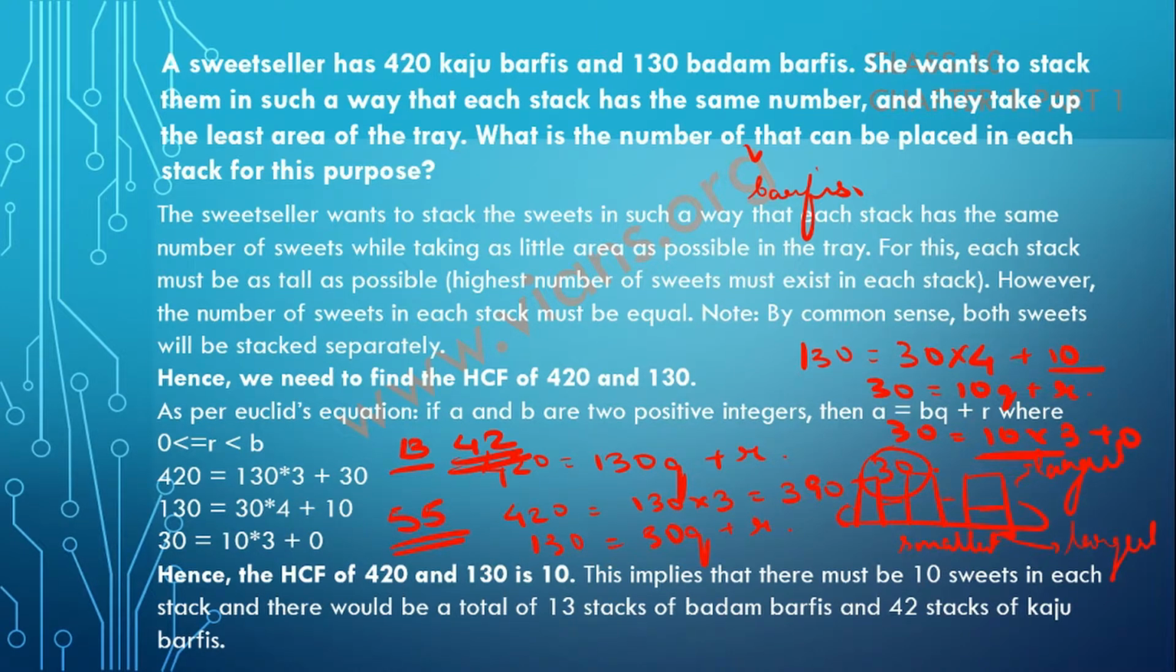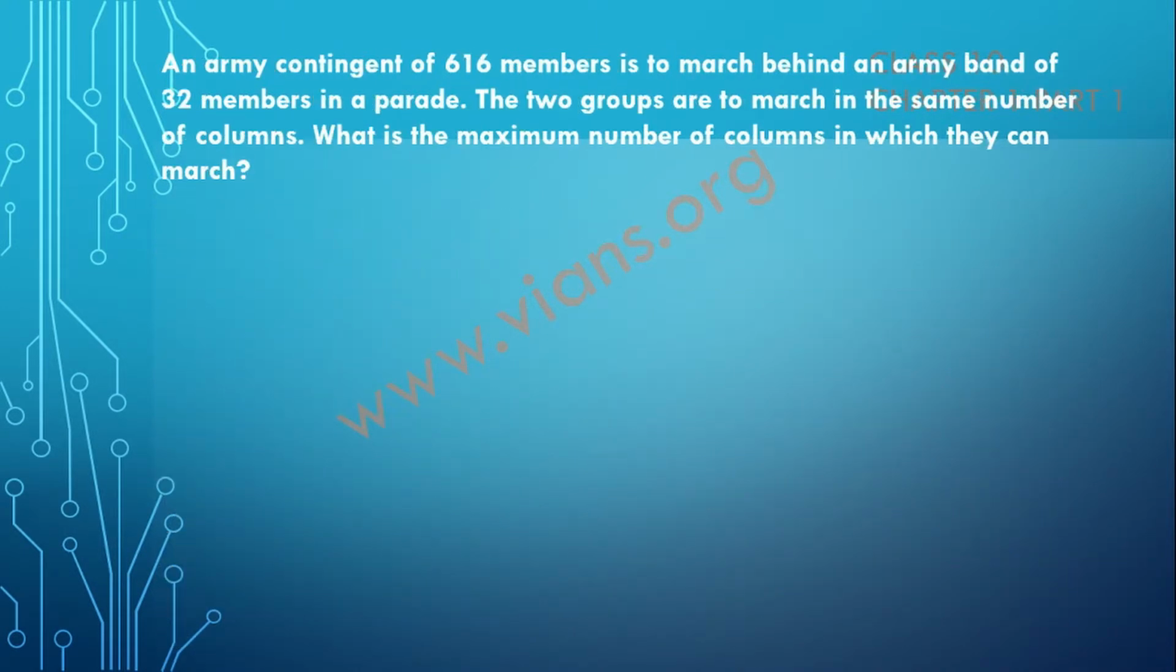Alright, let's go to the next one. The next question is basically an army contingent of 616 members is to march behind an army band of 32 members in a parade. Now let's just hope that my solution doesn't come here. But basically what it says is there are 616 members in an army, and they're going to march behind an army band of 32 members in a parade. The two groups are to march in the same number of columns.